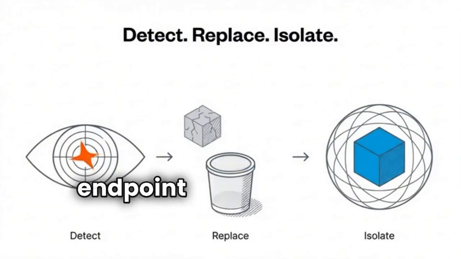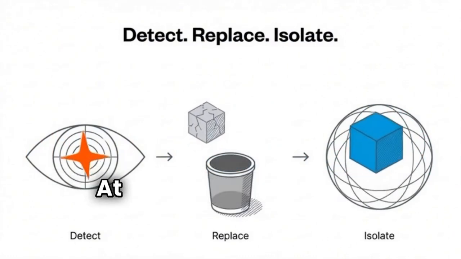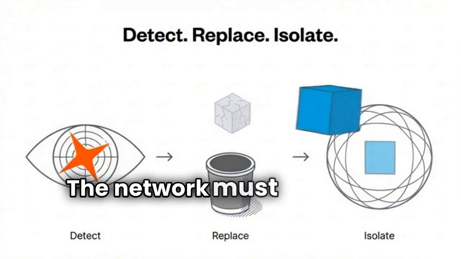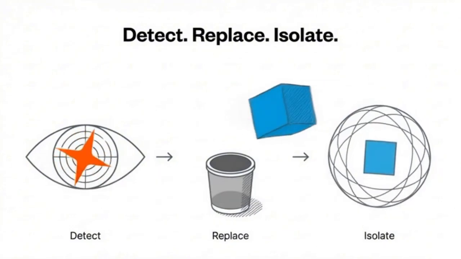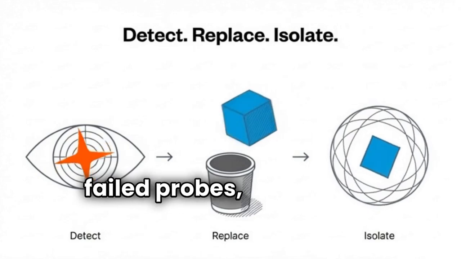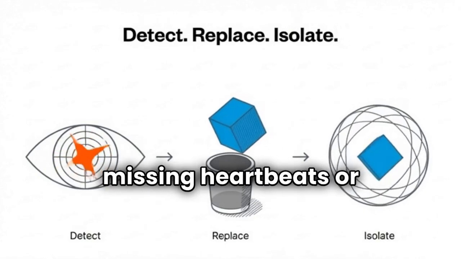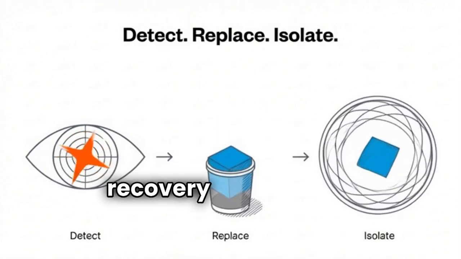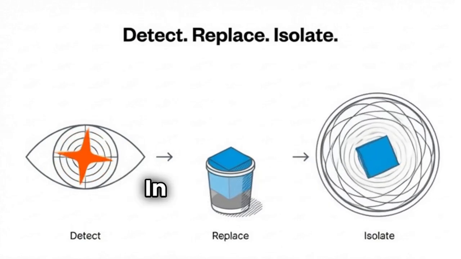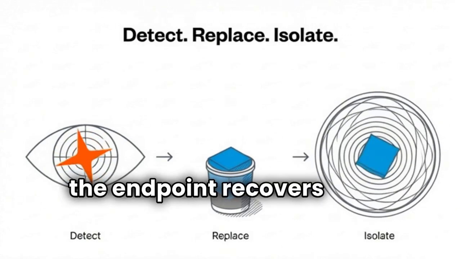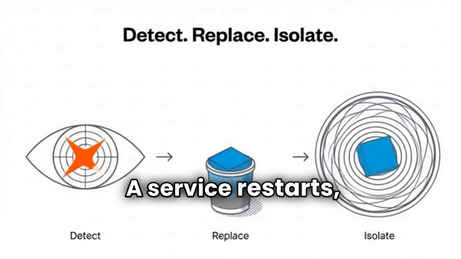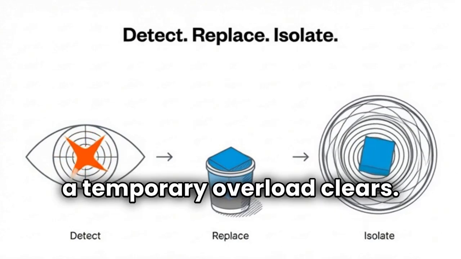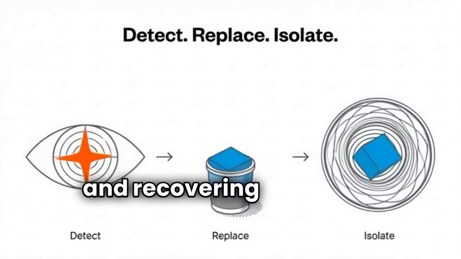Now let's look at how endpoint recovery works. At the most basic level, recovery begins with detection. The network must recognize that something went wrong. This can happen through failed probes, error rates, missing heartbeats, or degraded performance signals. Once failure is detected, recovery can happen in different ways. In some cases, the endpoint recovers itself. A service restarts. A device reconnects. A temporary overload clears. This is similar to resting and recovering naturally.